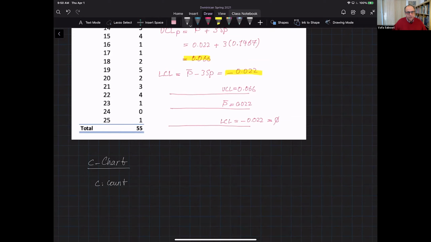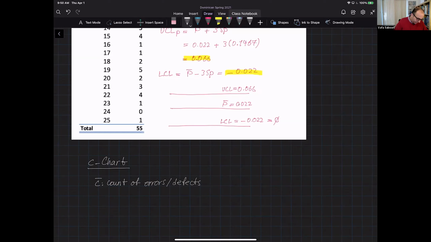Okay. And first thing that we need to have here is C bar, okay? So C bar is basically the average number of non-conformance per unit, okay? So for example, if you have a sample of like 25 and there are a number of non-conformance there, then we take those non-conformances divided by the 25, okay? So that's gonna give me my C bar, okay? So C bar is the count of errors or defects or non-conformances, okay?